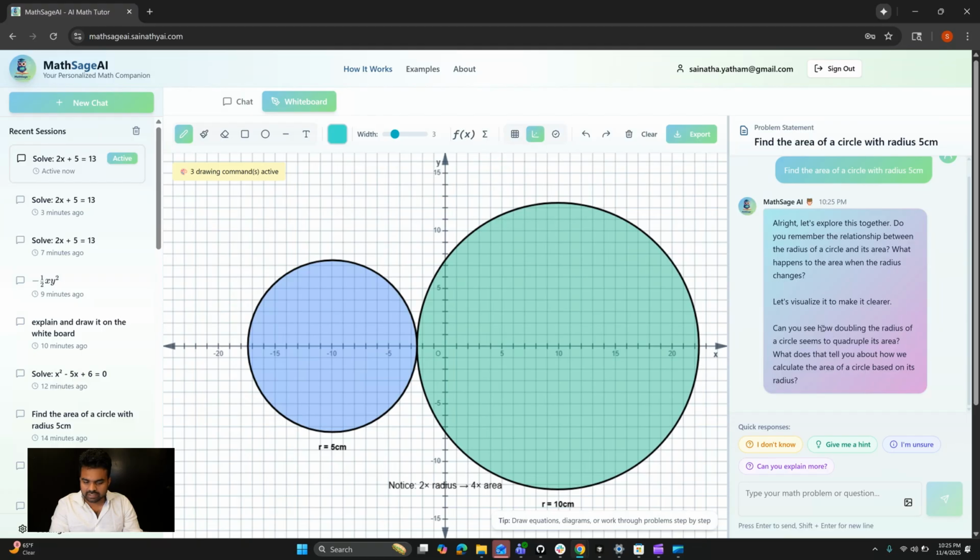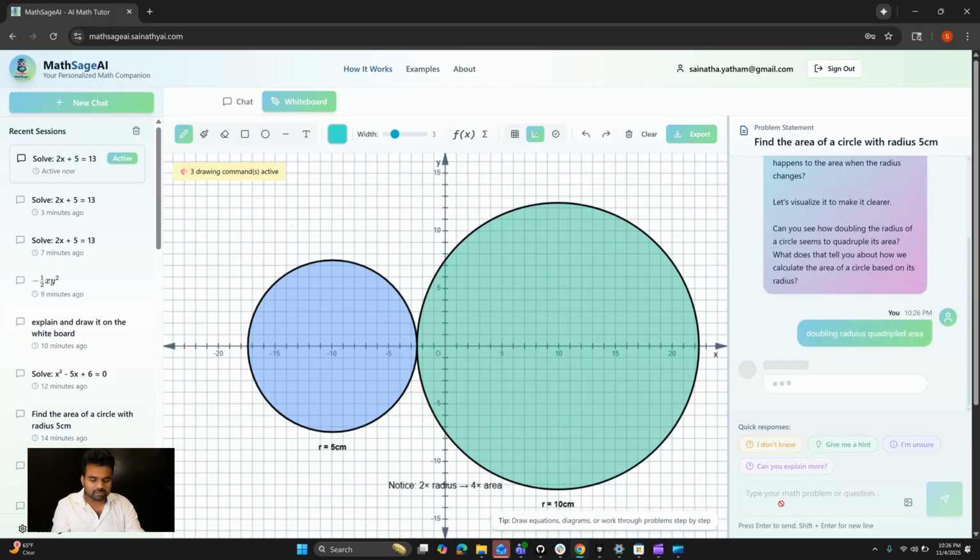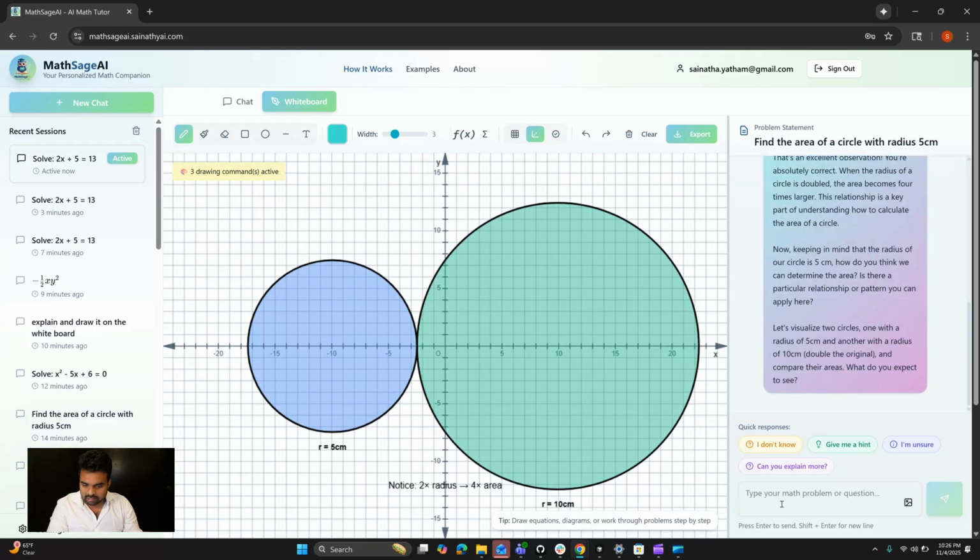Okay, see, it is explaining to me the relationship between radius and area. It is trying to make me understand that the radius is squared to get the area relationship with a constant. Of course, you will arrive there after a few iterations, right? Let's say doubling the radius quadrupled the area. So that means it's a square. So it will help you to arrive at the constant of pi, right?